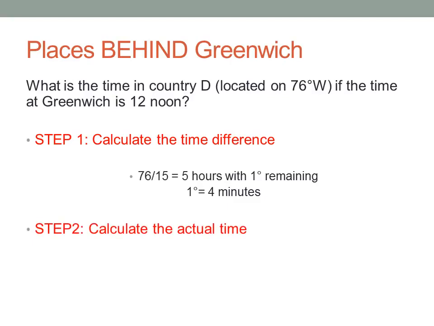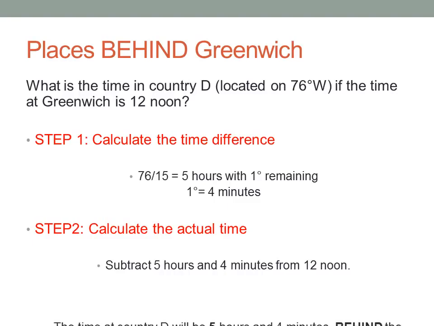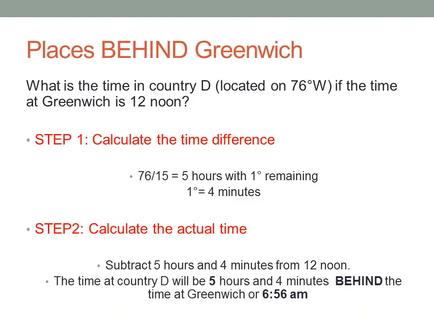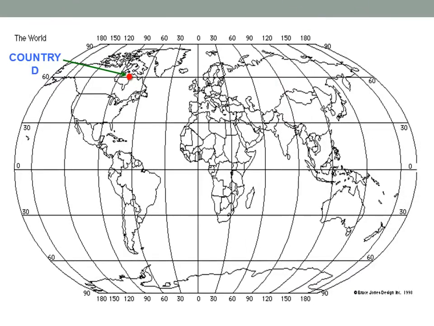Step 2, calculate the actual time. To do that, we will subtract 5 hours and 4 minutes from 12 noon because 76 degrees west is behind Greenwich. The time at country D will be 5 hours and 4 minutes behind the time at Greenwich, or 6:56 a.m. Country D, located at 76 degrees west of the Greenwich meridian.